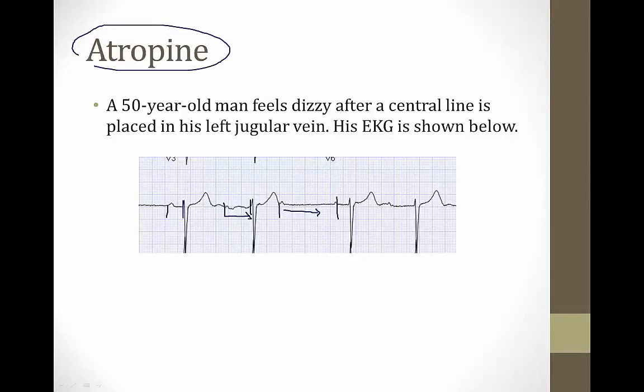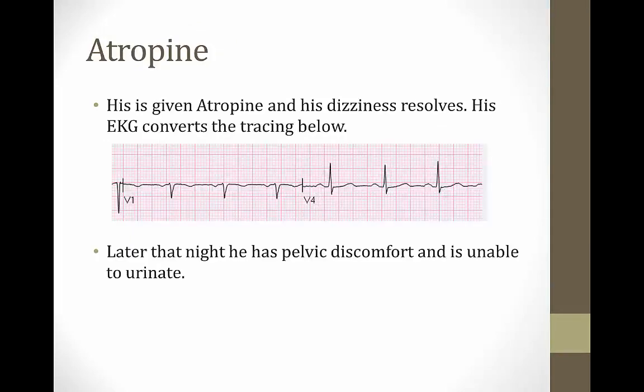He developed this as a result of the central line that's placed. It can cause something called a vagal reaction, where you get heavy output from the vagal nerve that slows conduction in the heart. So he's given atropine and his dizziness resolves. His EKG tracing converts to the tracing below. So down here we've got P wave, QRS, P wave, QRS. There are no missing QRSs. He's gone back into a normal sinus rhythm.